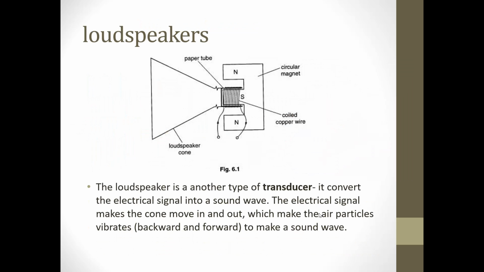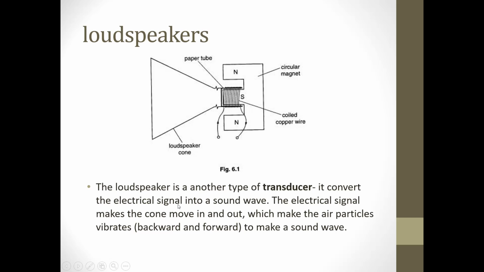Now, how does a loudspeaker work? It's the inverse of the microphone. So it's also a transducer. It transforms electrical signals into sound. It transforms one energy into another energy. You know that the microphone transforms sound into electrical signals. Here, it is electrical signals into sound. So the loudspeaker is another type of transducer.